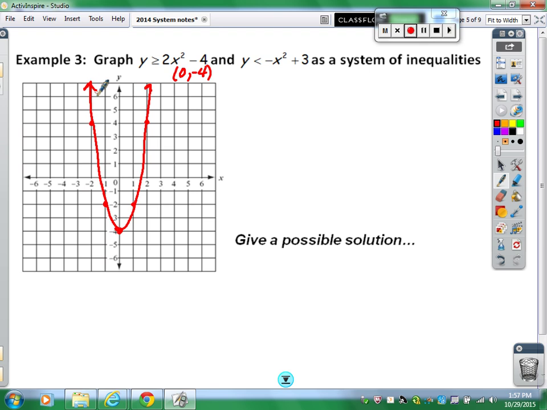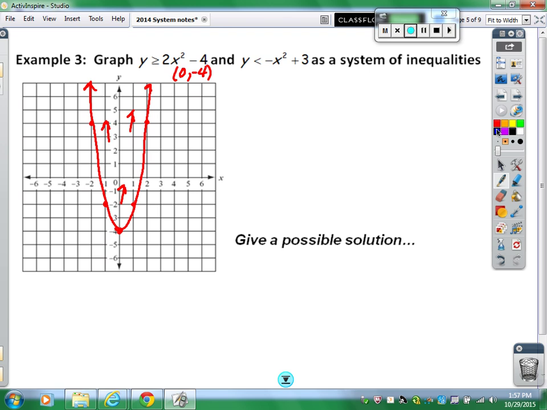Okay, now I'm going to figure out where I would shade. I'm not going to shade yet, though. This is greater than, the y is on the left-hand side, so I would be shading above. I'm just going to put some arrows to indicate where I'm going to shade, because I want my final answer where the two overlap. If you do too much shading, it just gets really messy. All right, let's look at our second one.